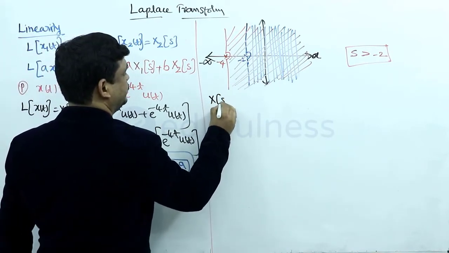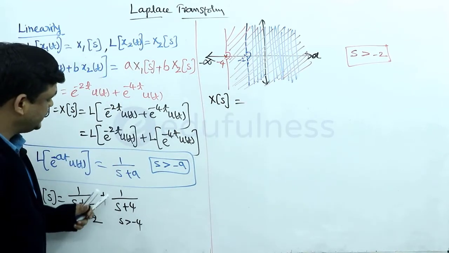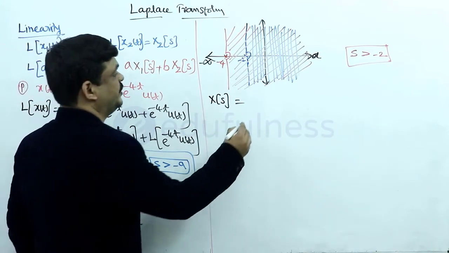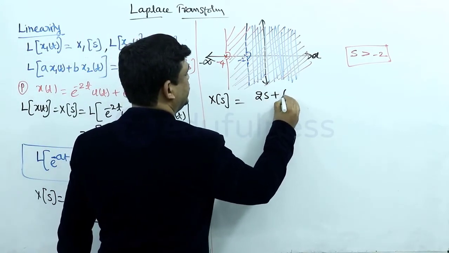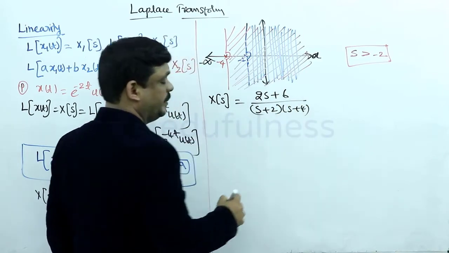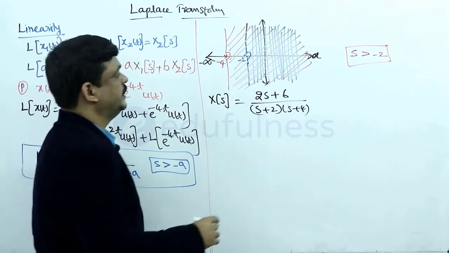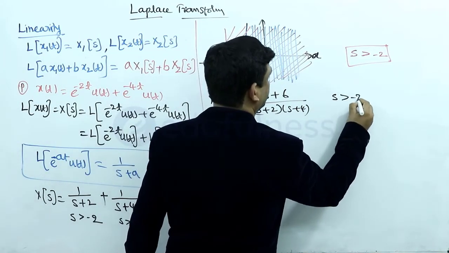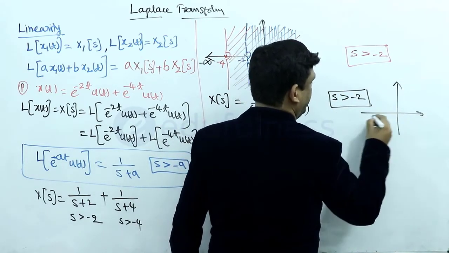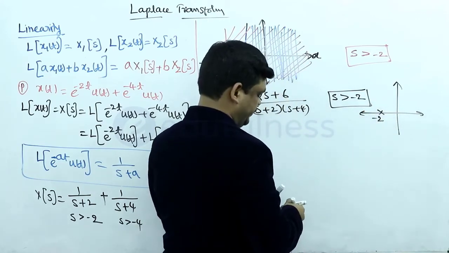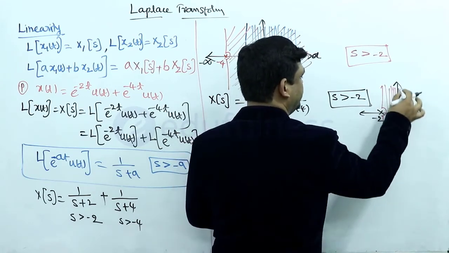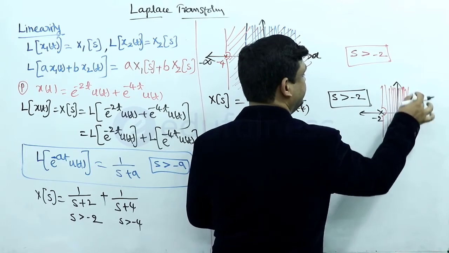X of s is, take LCM here, write s plus 4 this side and s plus 2 this side, which becomes 2s plus 6 by s plus 2 into s plus 4, the complete simplified expression. Later, this signal ROC is defined from minus 2 onwards, so greater than minus 2. Then draw the ROC from minus 2 onwards. It should be like this. This is the ROC of the complete or given signal.